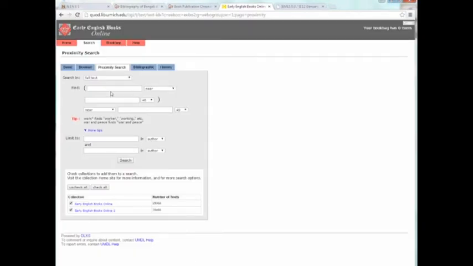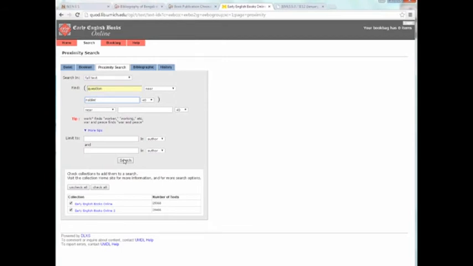Now, let me key in 2 or 3 words from a famous soliloquy of Hamlet and see how often these words occur. To be or not to be, that is the question, whether it is nobler in the mind to suffer.